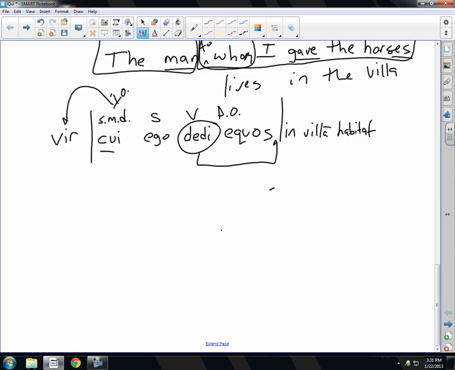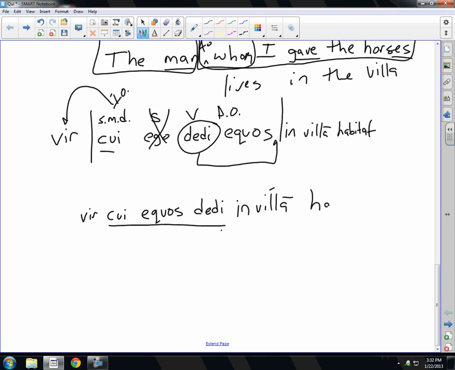So if I write, the man to whom I gave the horses lives in the villa, if I'm writing it in Latin, I would write vir cui. I wouldn't use ego at all. Equos, because I want to use dedi last. This tells people that my relative clause is done, finished. And then I have in villa, and then I like to end my sentences with the verb as well to tell people that my thought process is over. So verbs, I like to put at the end to tell people that I'm finished with my sentence.